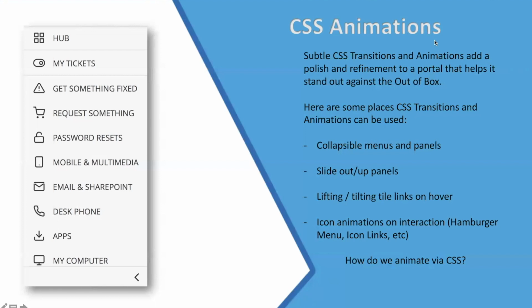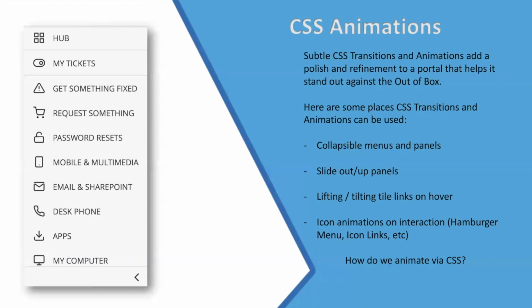So some of the places where you can use these CSS transitions are, of course, collapsible menus and panels. I showed the one a little bit earlier that we're using on JP Morgan. Slide out, slide up panels. You can also use it for your different tile links. When you hover on it, you can lift the tile to give it a little more elevation. You can make the tiles tilt. You can add different animations on that. I have also used custom animations on different icons as well.